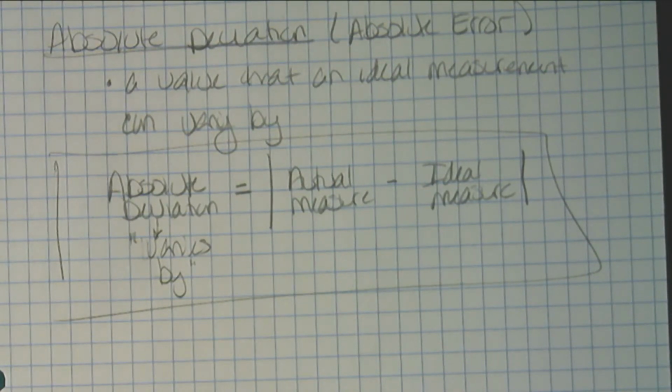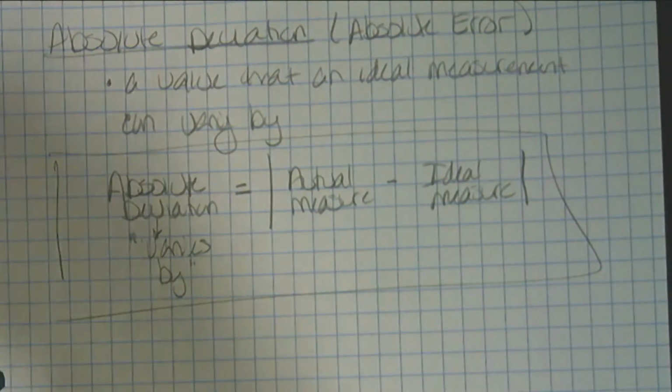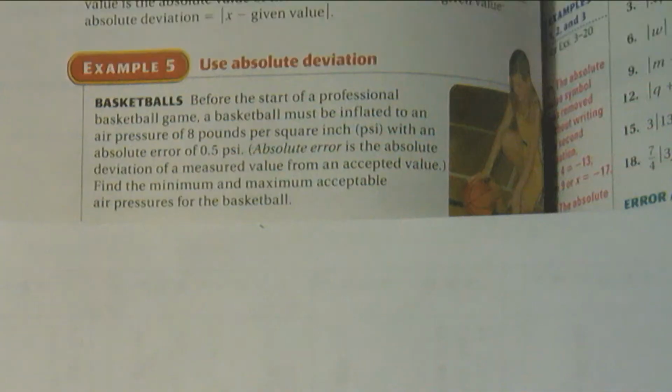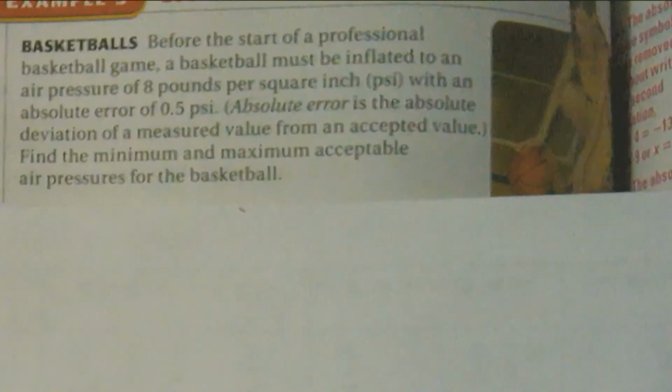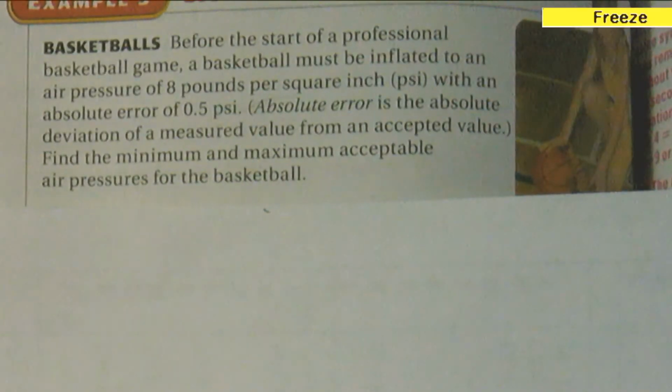All right, so what I want to do is I want you guys to take a look at this. We're going to write this down. And it talks about absolute error in here. All right, so this is one of those examples of an MBA game. All right, so write this problem down, please. This is example number 5 on page 334.